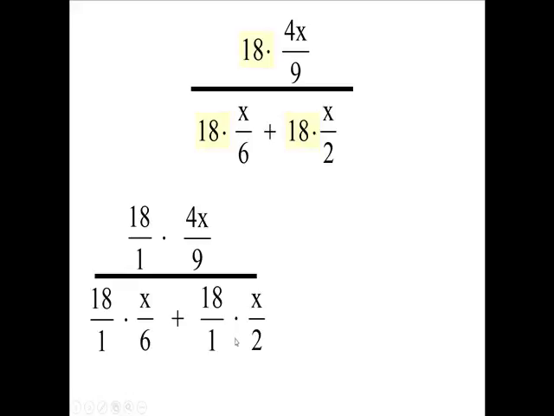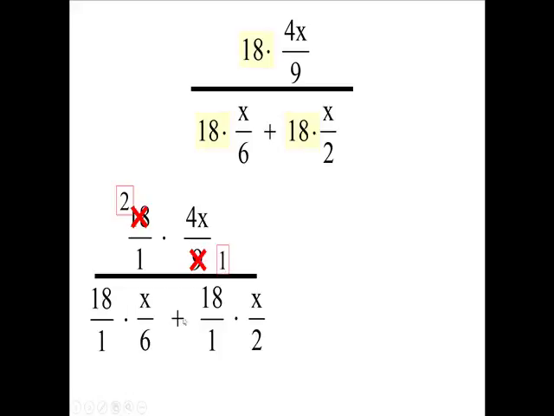Now 18 and 9, what do they have in common? 9. So we could divide that by 9 and this by 9. I'm going to reduce this, in other words. This is 18 over 9. Divide this by 9 and divide this by 9. 9 goes into 18 how many times? And 9 goes into 9 how many times?